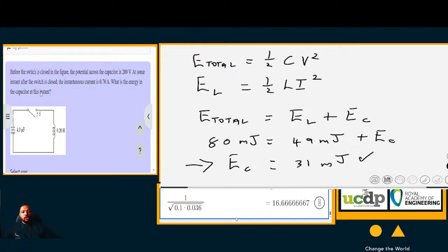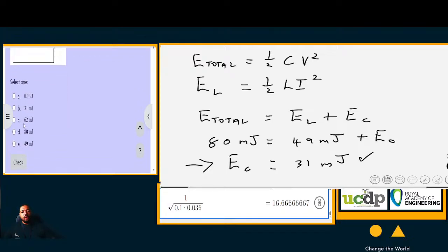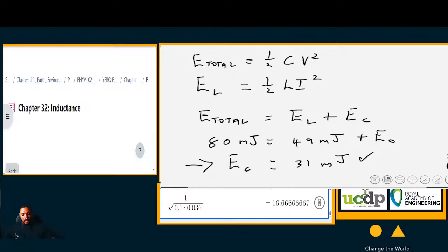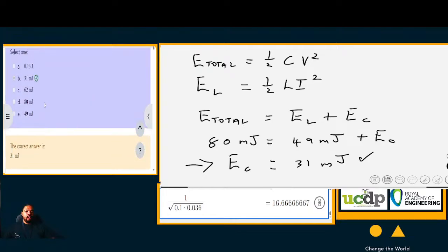Okay, 31 millijoules. Let's go check if there is an option for 31 millijoules and whether that option is indeed correct. Okay, there is 31 millijoules. Let's check. The correct answer is 31 millijoules. Okay, so question number 3.